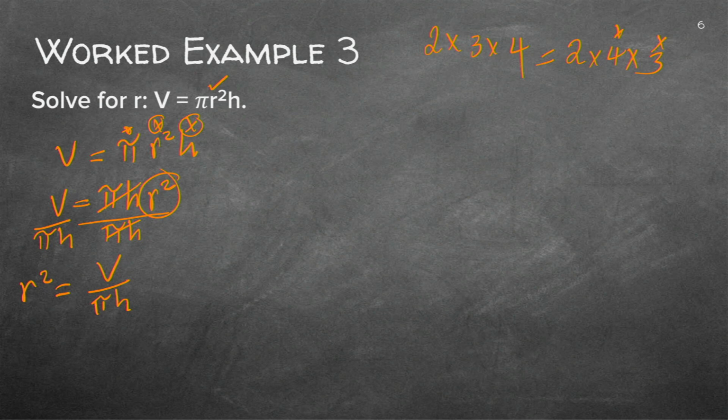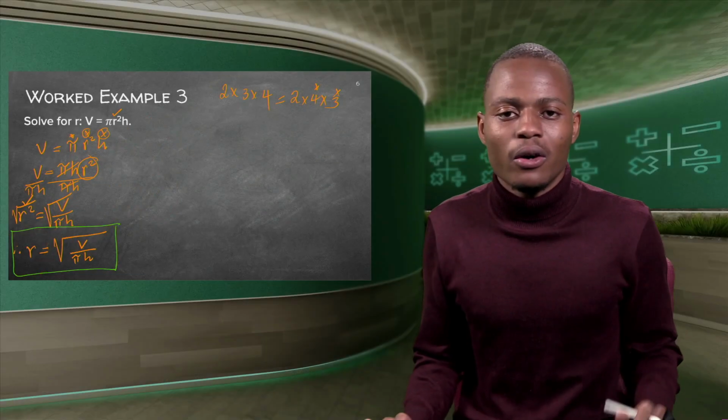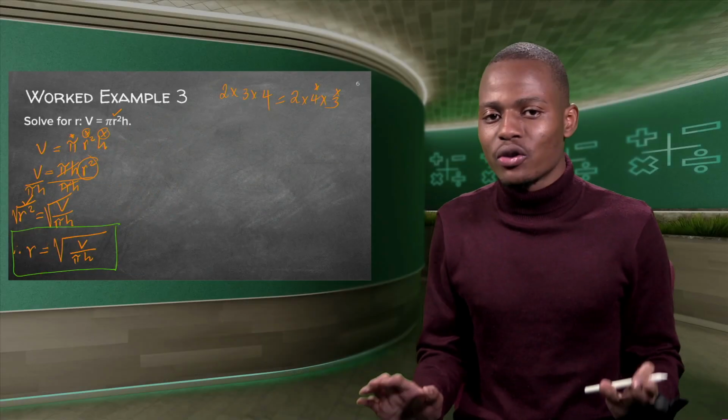But we are looking for R instead of R squared, so that is where we introduce the square root. The moment you put the square root sign on both sides, R is given by the square root of V divided by pi h. So that is how you get your final answer, and that is how you make R the subject of the formula.